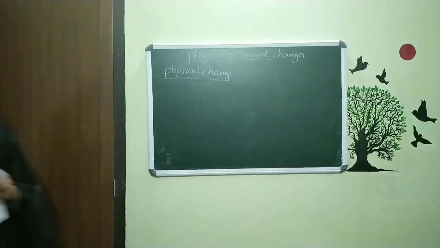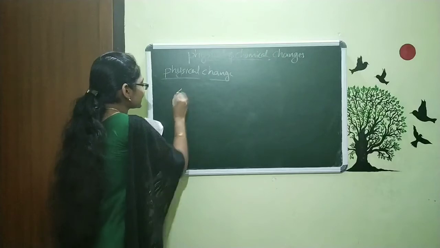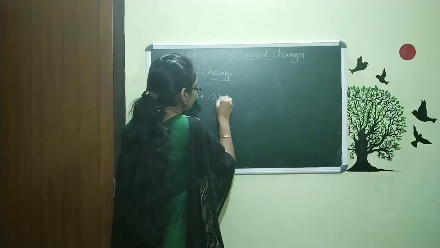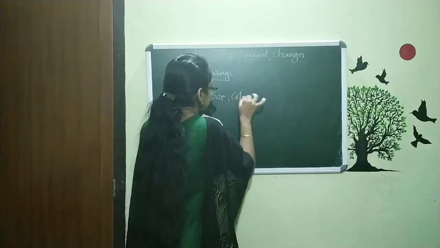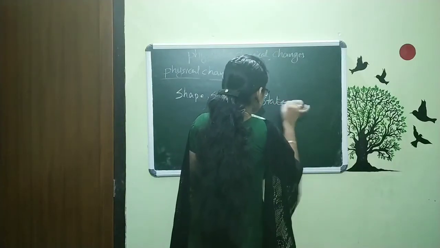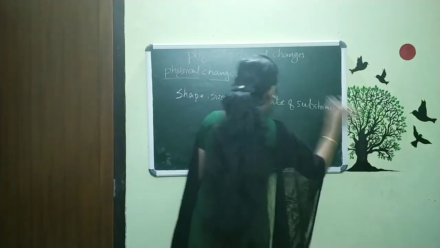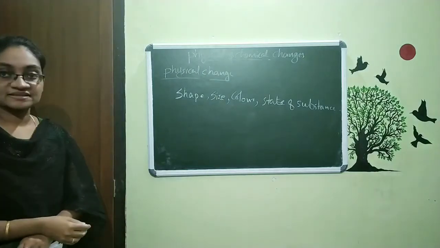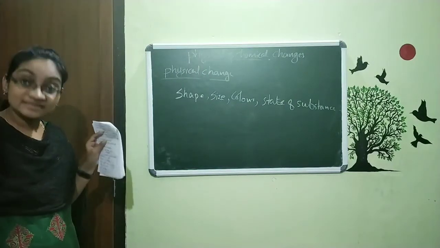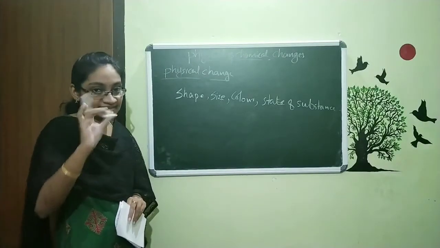Physical properties are very simple. Properties like shape, size, color, and state of substance are called physical properties. That is, the shape, size, color, state of substance, all these things are the physical properties. That is the first thing.